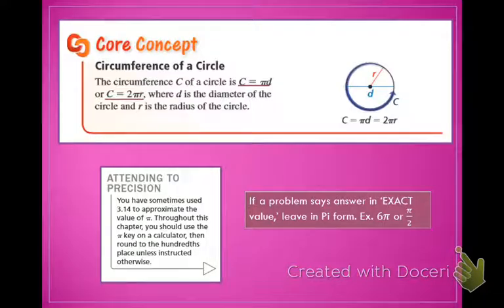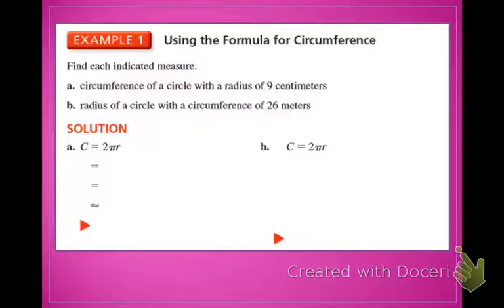So whenever you use pi in these scenarios, you're going to use that pi button. Okay, don't put in 3.14 or your answer is going to be off. All right, so we're going to do 2 problems that are written right here. Letter A, you want to write these on your notes. Find the circumference of a circle with a radius of 9 centimeters.